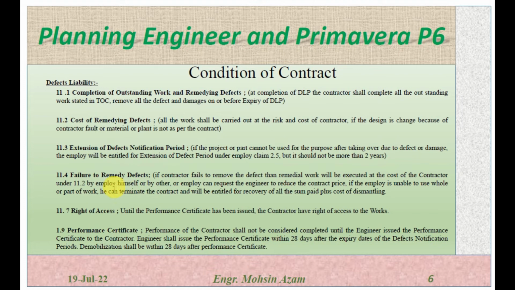The employer can do the work by himself or by using any other representative, or the employer can request the engineer to reduce the contract price, or if the employer is unable to use the whole project or part of the work, he can terminate the contract and he will be entitled to the recovery of all the sums paid plus the dismantling cost.